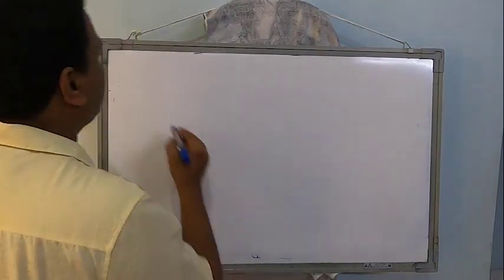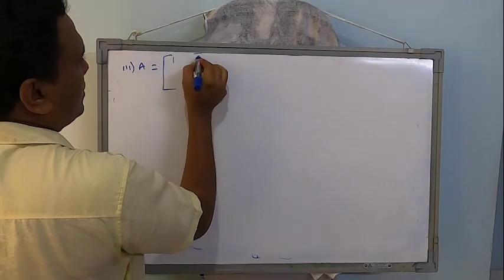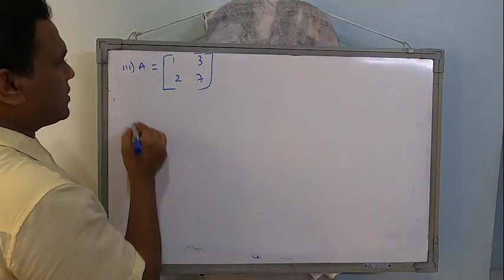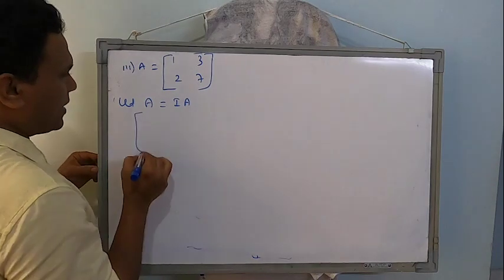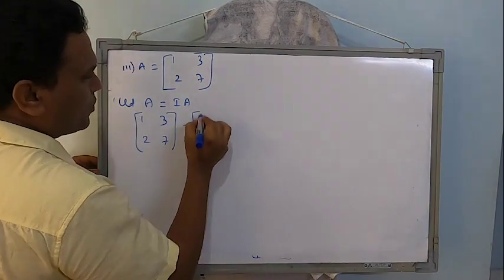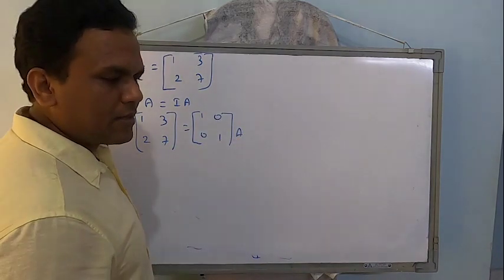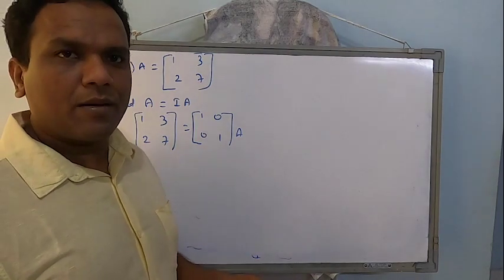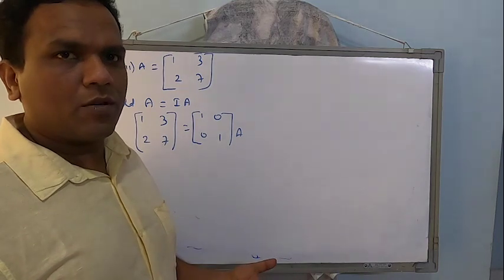1, 3, 2, 7. Problem number 3. A is equal to 1, 3, 2, 7. So let's start finding the inverse. So the step says let A is equal to I multiplied by A, 1, 3, 2, 7. 1, 0, 0, 1 multiplied by A. See students, you can understand this. See, if you wish, this can be one of the easiest topics.